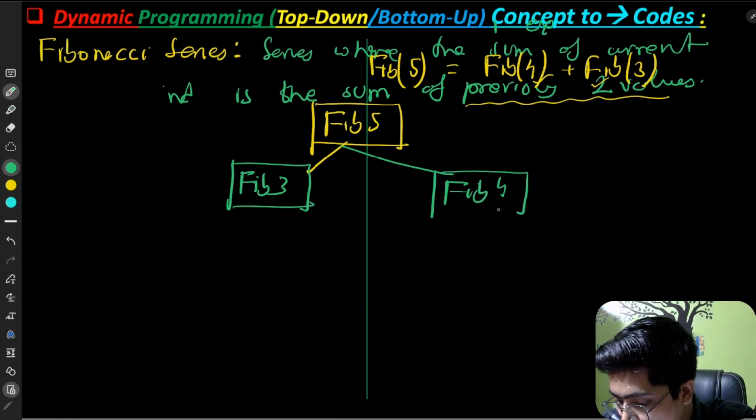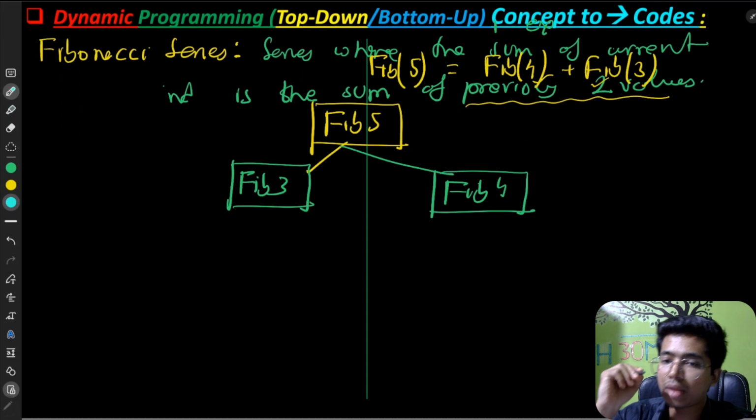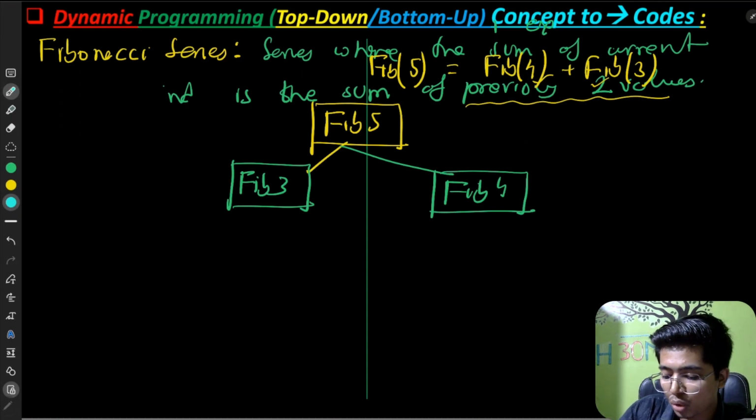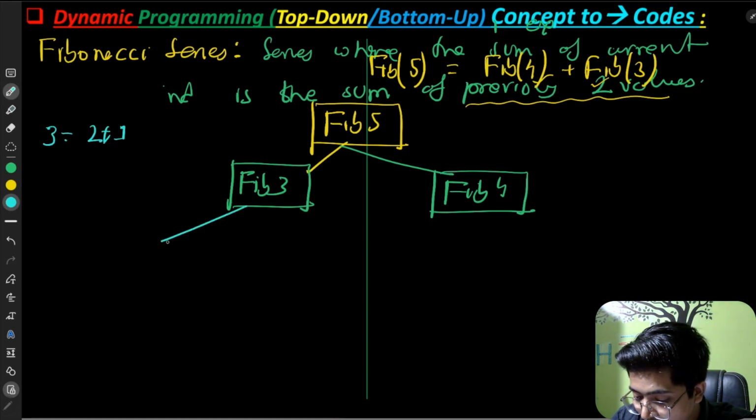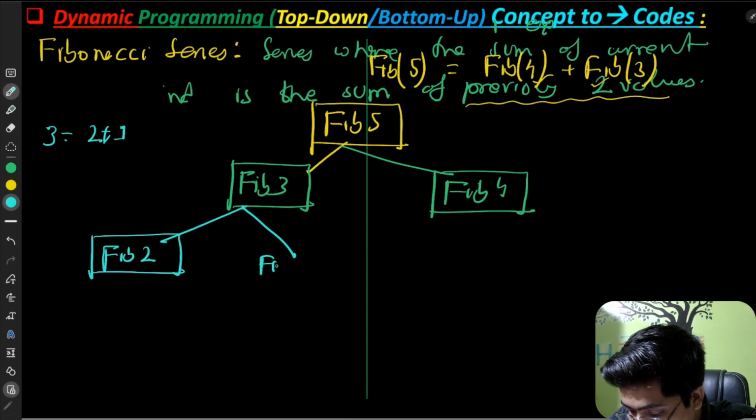Now again we'll be breaking this 4. As we know, Fibonacci is the sum of the previous two values. So 3 is the sum of what? 3 is the sum of the previous 2 and 1 values. So we break it: Fibonacci of 2 plus Fibonacci of 1.